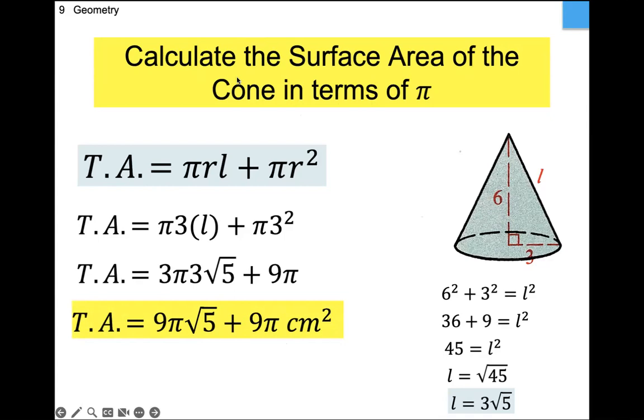I think the mathematicians will be angry with me. I think they'd probably want to put this in parentheses because otherwise it looks like the centimeter squared is only attached to the 9 pi.